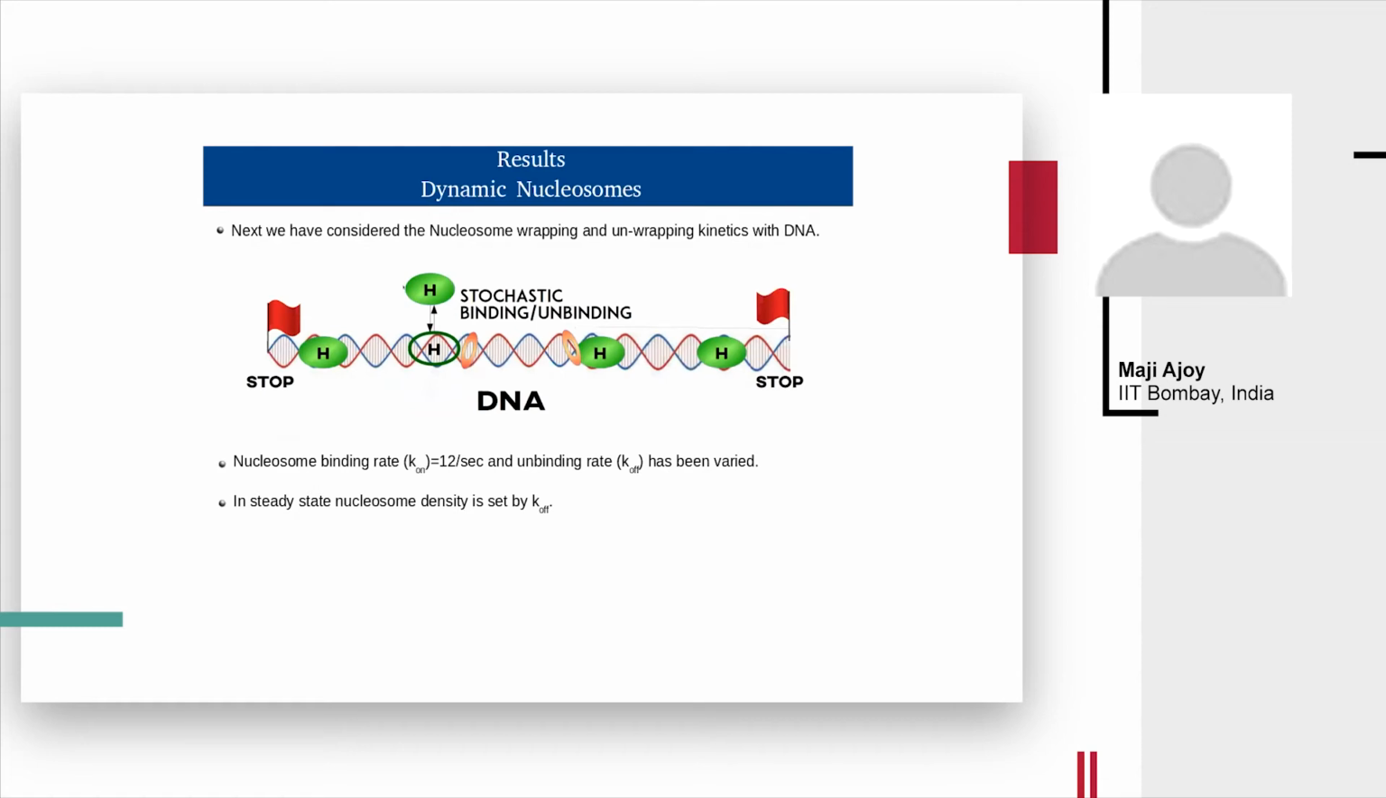Okay, so next we have considered the nucleosome wrapping and unwrapping kinetics with DNA. So now the nucleosomes are not tightly fixed to DNA. They can bind and unbind to DNA with certain rates. We have kept the nucleosome binding rate fixed at 12 per second, and we are varying the nucleosome unbinding rate. So in a steady state, the nucleosome density is set by the K of.